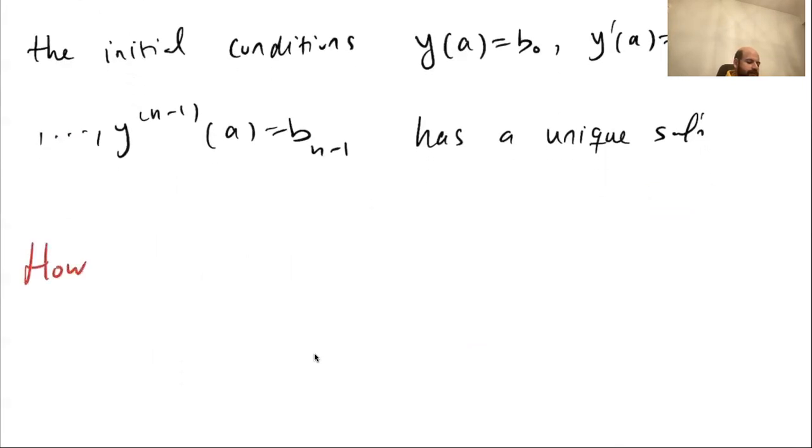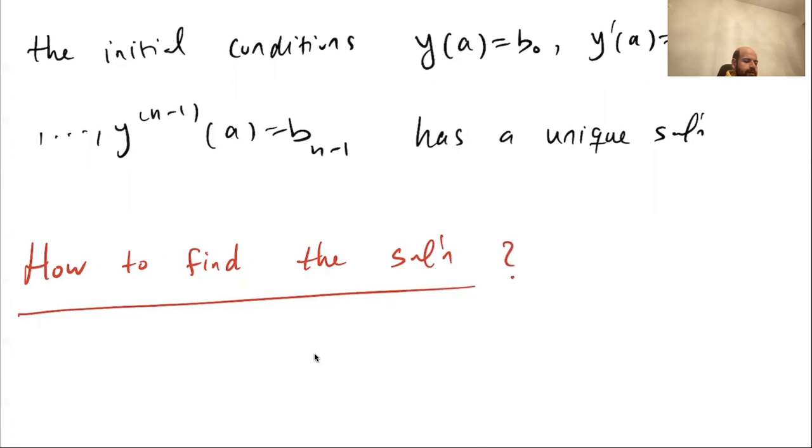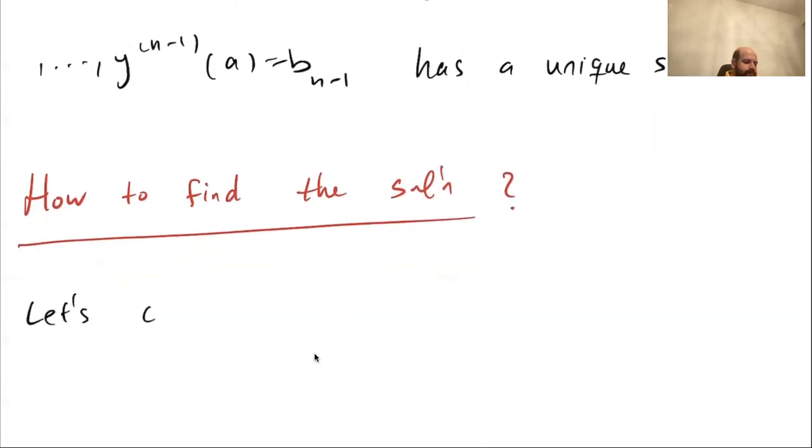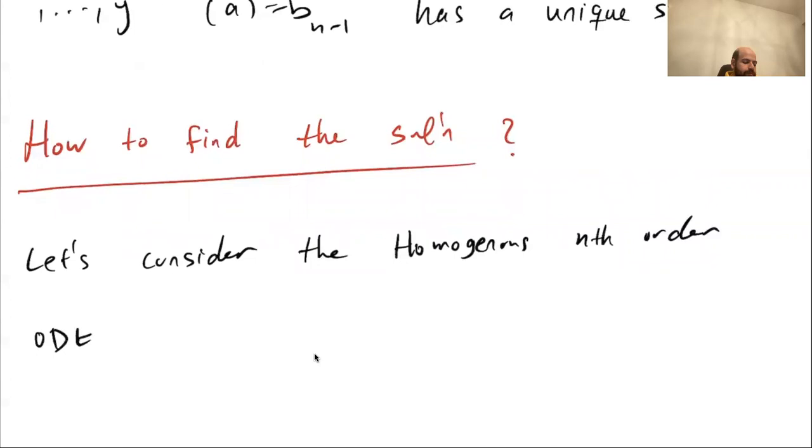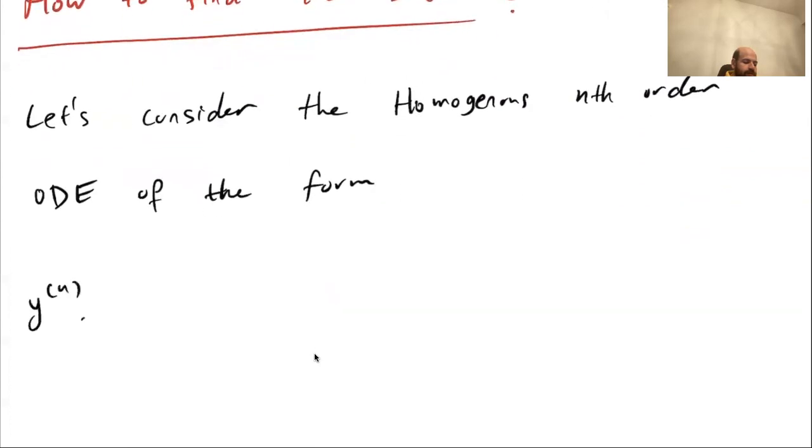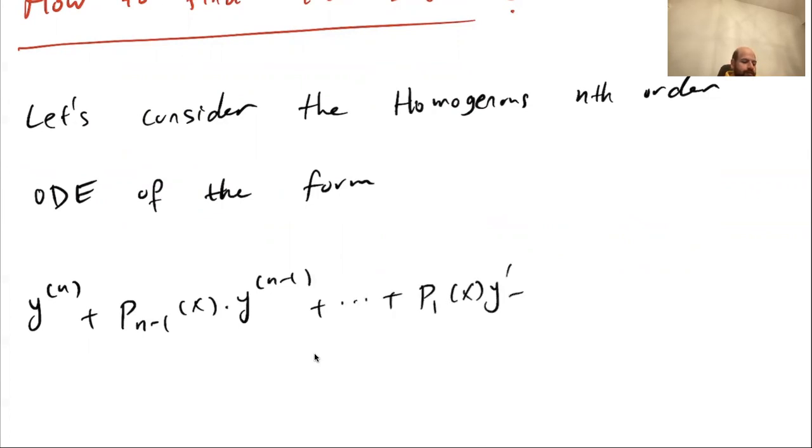So how to find the solution? Let's consider the homogeneous nth order ODE for now, of the form y nth derivative plus p n minus 1 of x, y n minus 1 derivative, all the way to p1 of x, y prime plus p0 of x times y equals 0.